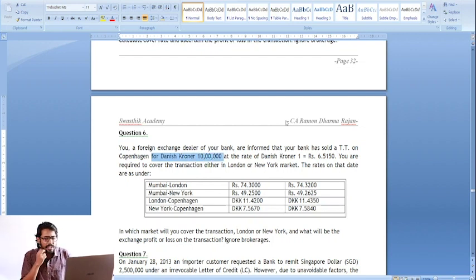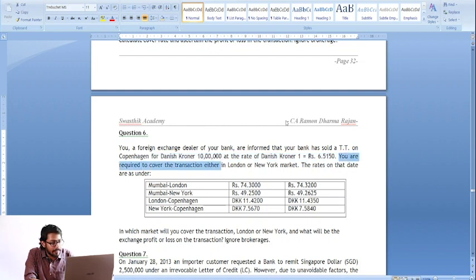If my history is not wrong, Denmark is now part of the European Union and the currency is now euro. Danish kroner was the old currency, before it was integrated with the European Union. Now it is euro, if my geography is right. For Danish kroner 10 lakh at the rate of 1 Danish kroner is rupees 6.5150.